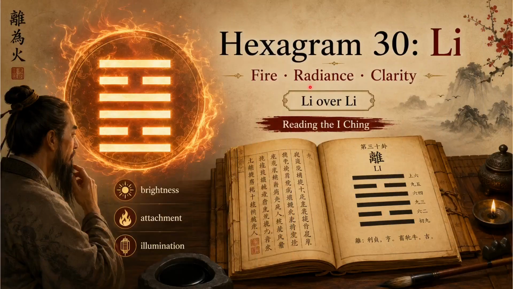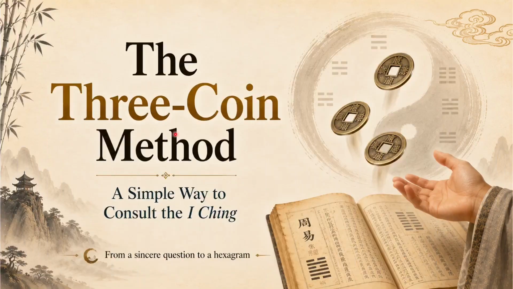Now we have everything we need: the original hexagram, the changing line, and the future hexagram. And from there, we can begin the real work, interpreting the hexagram. In the following videos, we will learn how to interpret the 64 hexagrams one by one. But for now, let's go to another very popular way to form a hexagram, the 3-coin method.